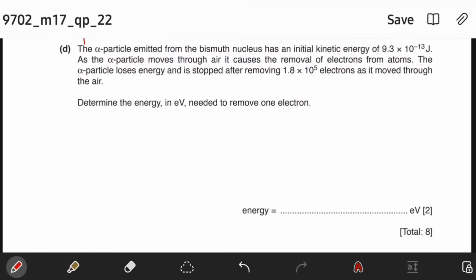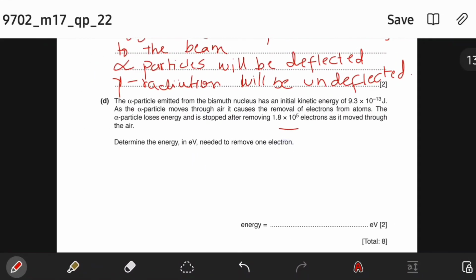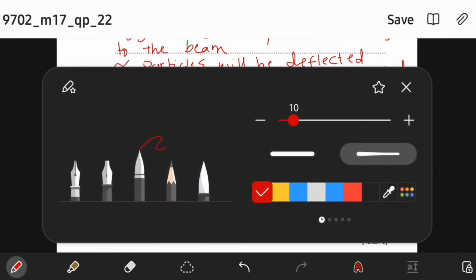An alpha particle emitted from the bismuth nucleus has an initial kinetic energy, and as the alpha particle moves through air, it causes the removal of electrons from atoms. The alpha particle loses energy and is stopped after removing this many electrons as it moves through the air. Okay, so this part of the question is also out of syllabus, so let's just skip this.